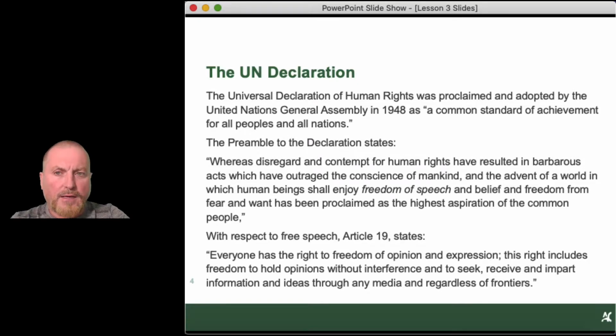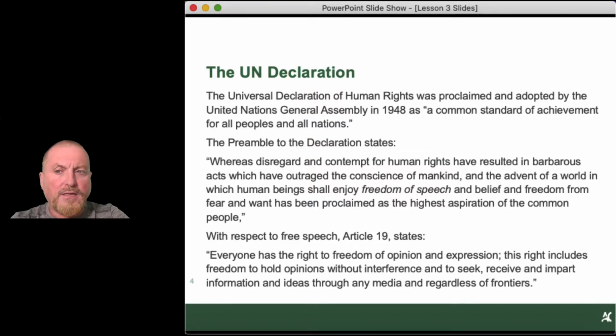The preamble of that declaration states, whereas disregard and contempt for human rights have resulted in barbarous acts which have outraged the conscience of mankind, and the advent of a world in which human beings shall enjoy freedom of speech and belief and freedom from fear and want, has been proclaimed as the highest aspiration of the common people. So even at the preamble of the Declaration, freedom of speech is clearly laid out because of its centrality to all of those things that support democracy, as we've already discussed in our previous lesson of last week.